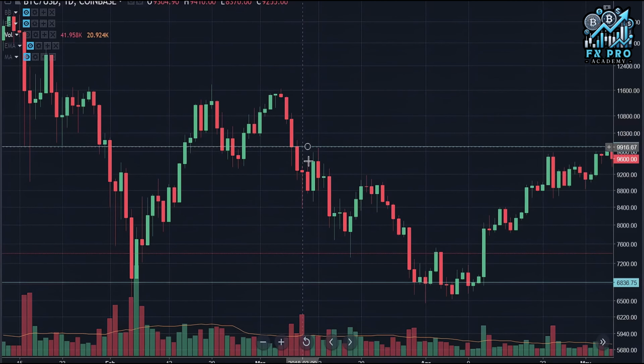Do you see? Here, both the hanging man and shooting star are present. That's why the market is starting to decline. So here we're looking at Bitcoin versus USD on Coinbase, and the trading time frame is 1 day.